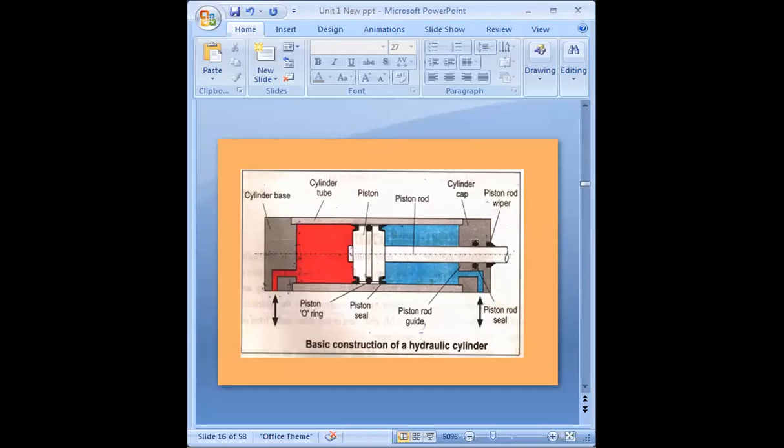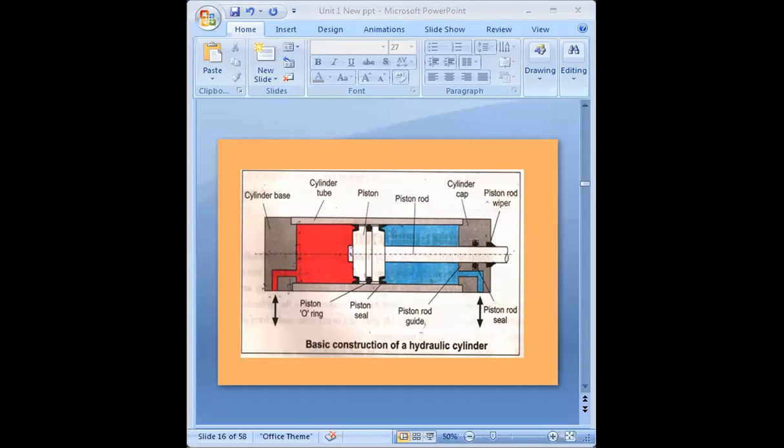Okay. Is this slide visible? So now the main point. Now we come to know what a hydraulic cylinder means, but we should know the basic construction and the operation of the hydraulic cylinder.